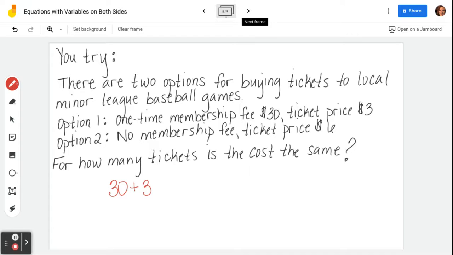Option two, no membership fee. So you can write a 0 if you want, or you don't have to write anything, plus $6 for the tickets. For how many tickets? There it is. Okay, so T is for tickets. I'm going to define my variable. So that means the membership fee is going to stay 30 plus 3 times T. The other one is 0 for the membership fee plus 6 times T. And we want those to be equal.